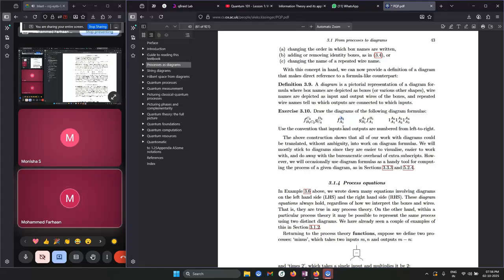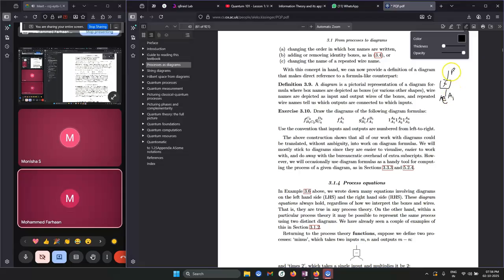I'll draw it actually. Okay. Let's consider F like this. This would be A1. This would be A2, right? Now, if I say A1 is equal to A2, then basically I'm taking F like this. Whatever A2 is, I'm outputting it and I'm taking it back as input.